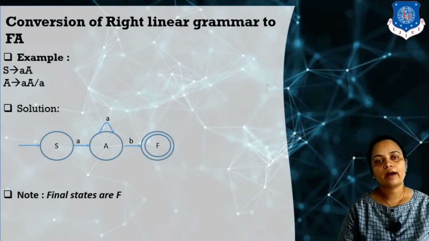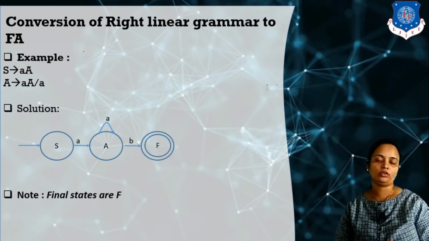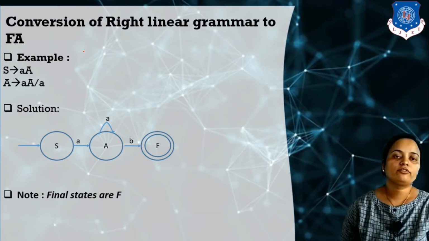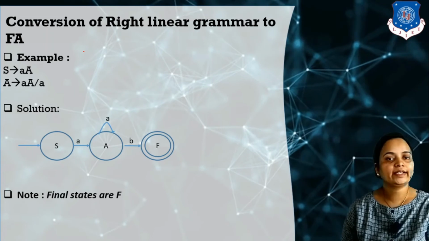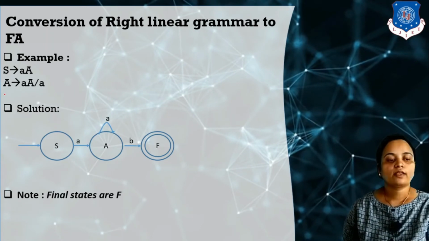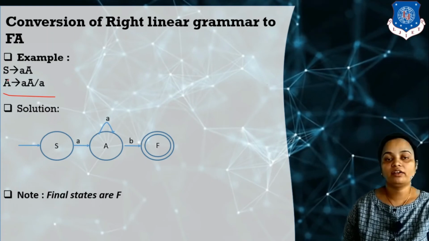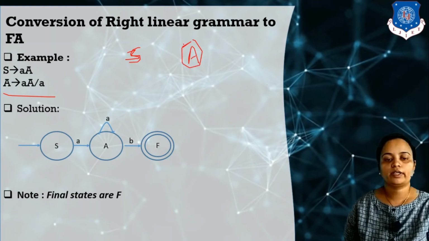conversion from a regular grammar to a finite automata. So here I am converting the right linear grammar to a finite automata. So this is my right linear grammar. Now I have to construct the finite automata from the right linear grammar. So two non-terminals, okay, it means that I have two states, A and S. Okay, we have to write down these states. Now S is our start symbol.